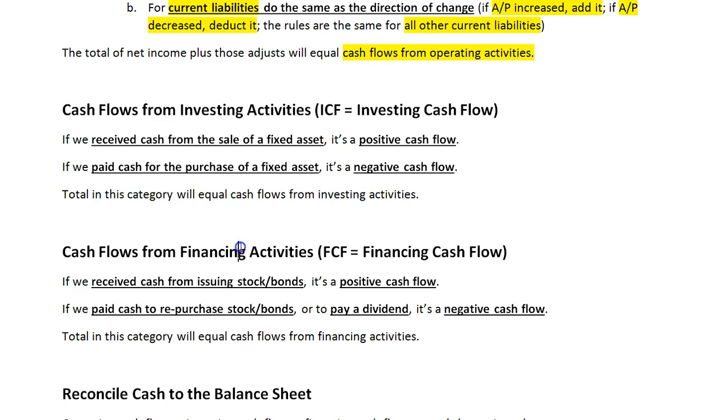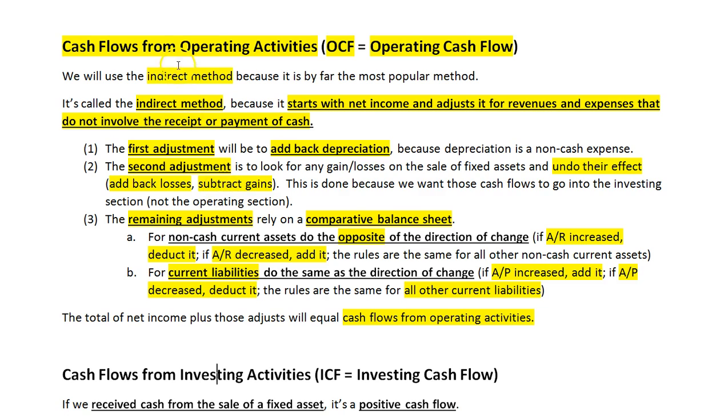The next 2 sections are a lot easier. The operating cash flow, we covered the tough part here with the indirect method, because it starts with net income and adjusts it for revenues and expenses that do not involve the receipt or payment of cash.